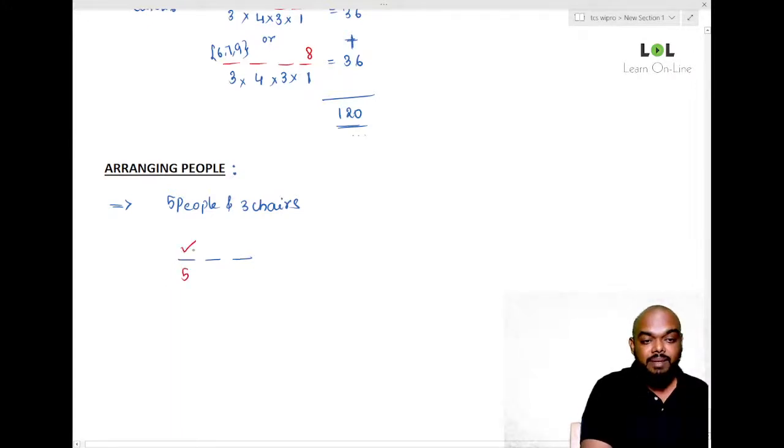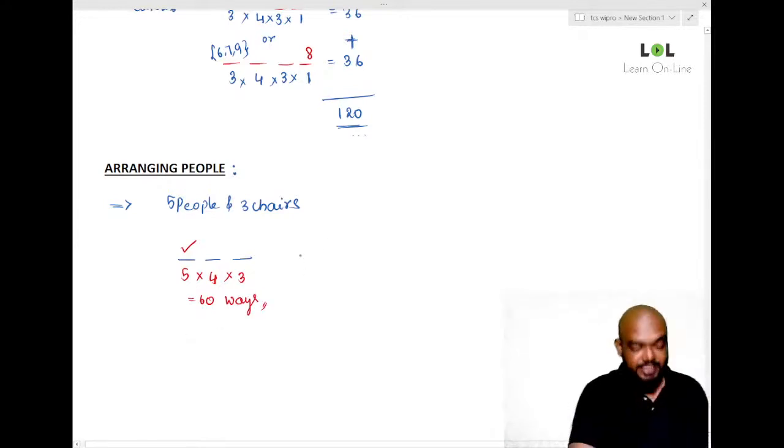Now one person will be sitting here. We don't know who it is. It doesn't matter for us. Still 4 people are there. I can fill it in 4 ways. I can fill it in 3 ways. That's all. So how many ways can we fill 3 chairs with 5 people? Exactly 60 ways.